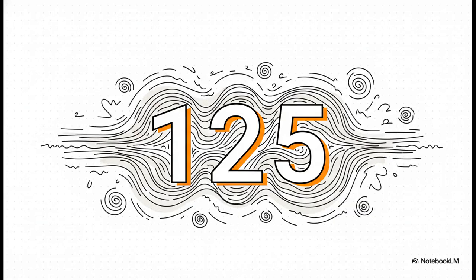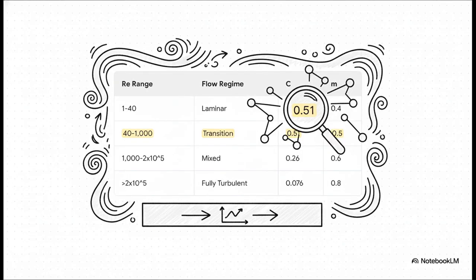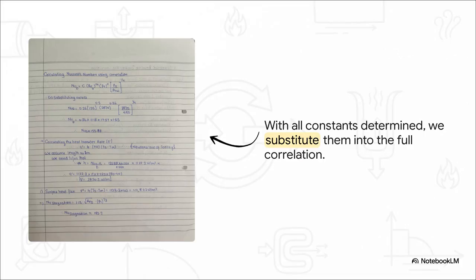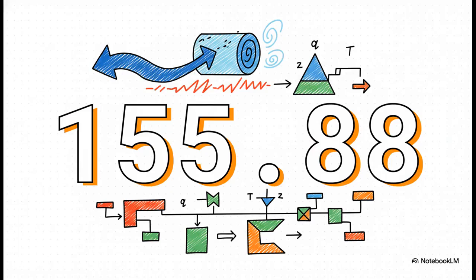So for our problem, we get a Reynolds number of 125. That puts us right in the transition regime. Based on that number, we go to the table and grab our constants, C and m. Simple as that. Now for the fun part. We just plug everything we found back into the main correlation. And crunching the numbers gives us our answer, a Nusselt number of just under 156.